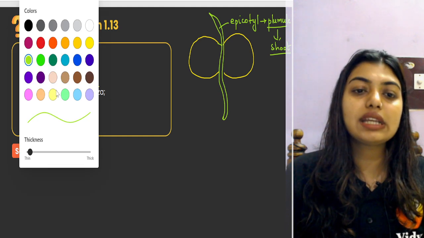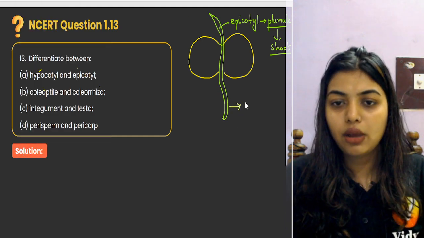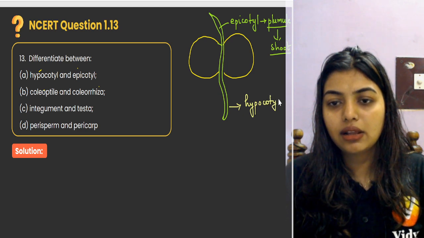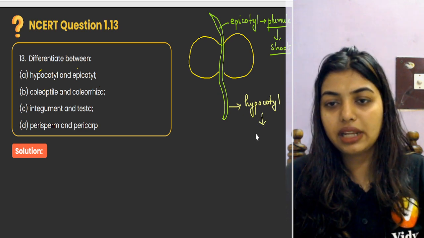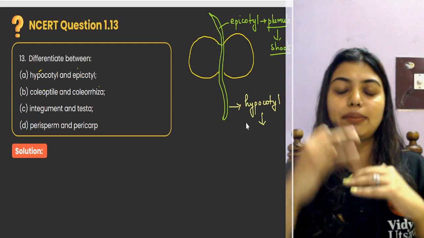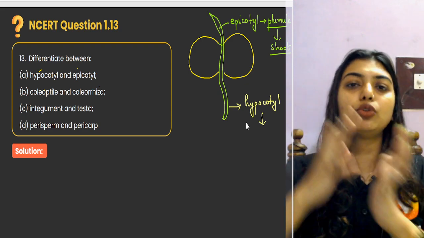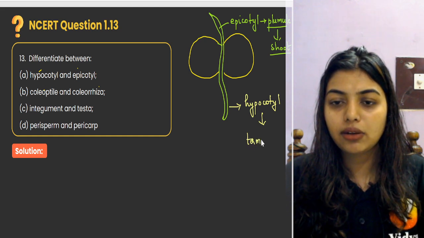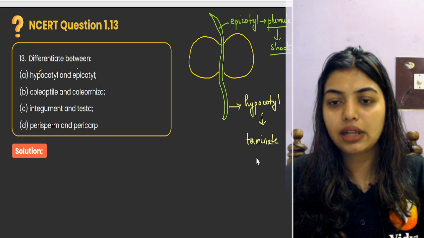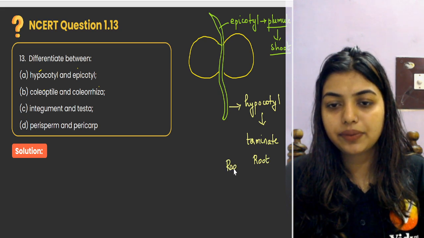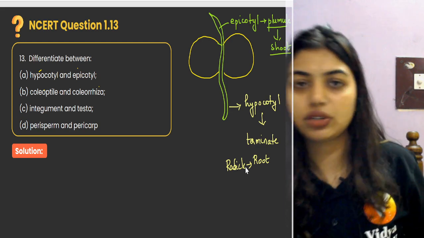Now whatever is below the cotyledon will be called the hypocotyl. That will terminate. We should say terminate, we shouldn't use the word form. You can say the epicotyl terminates in plumule, the plumule becomes shoot. Same way the hypocotyl will terminate as root, and not root students, radicle, that will form the root. Understood? So this is the difference between hypocotyl and epicotyl.